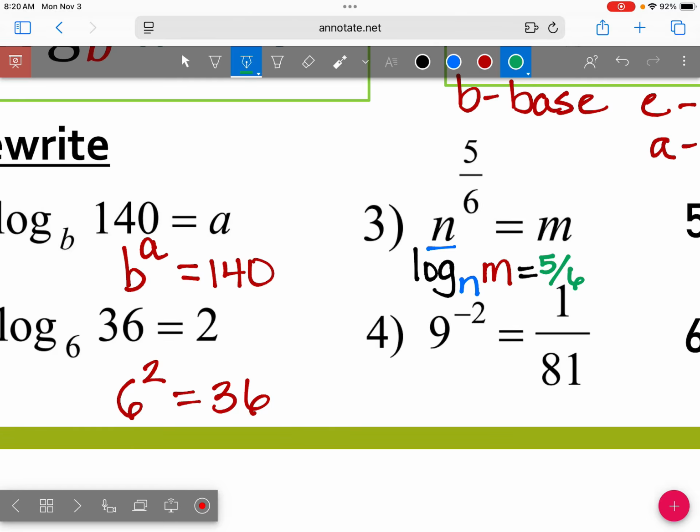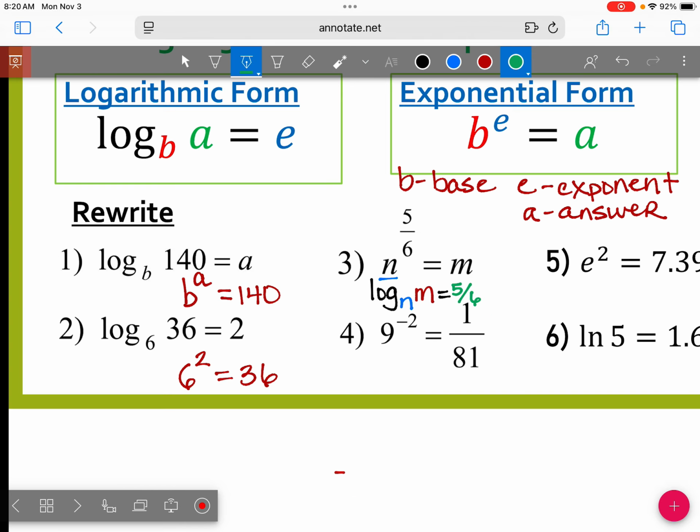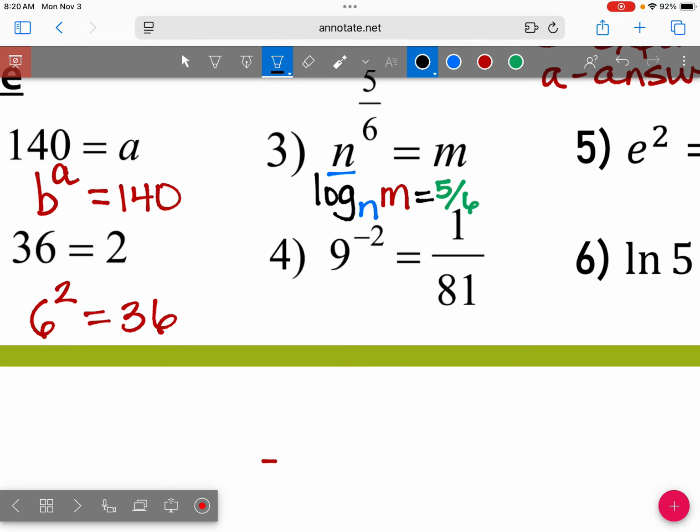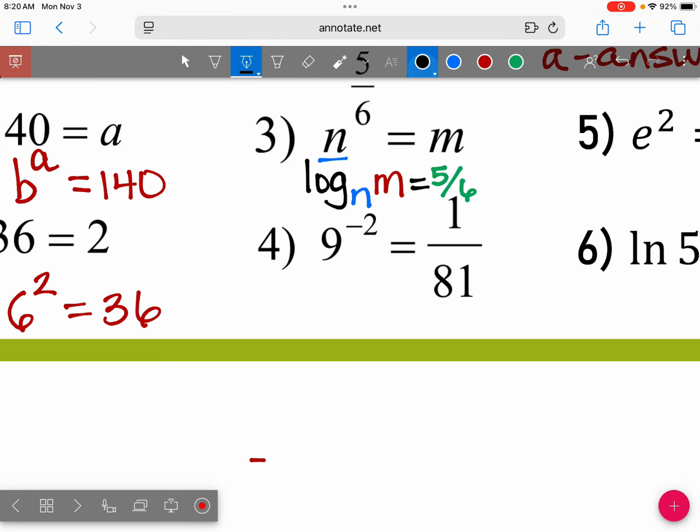And I used to say, you know how some people say bae, like, oh, that's my bae. So here, log, see how we have BAE: base, answer, exponent. That's the order that we're going to go when we're writing a log statement. Base, answer, exponent. Okay. So number 4, I have my log. Now I'm going to put the base. Next is going to be my answer, and it's going to equal my exponent. That would be the way you would write number 4.